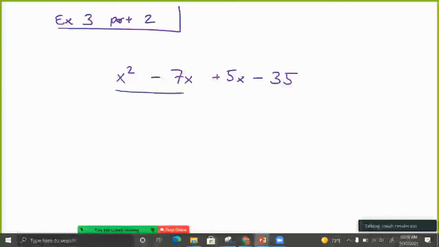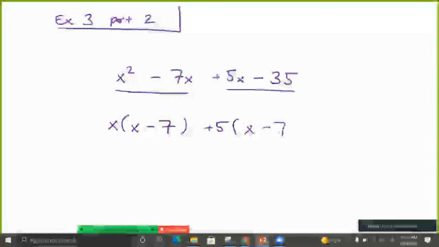All right, so now we factor the front 2 and the back 2. Here we're pulling out x, and what's left is x minus 7. On the right, we pull out a positive 5. Basically, it's whatever that coefficient is of the x. And we're left with negative 7. Now we pull out the x minus 7, and we have left over x plus 5.